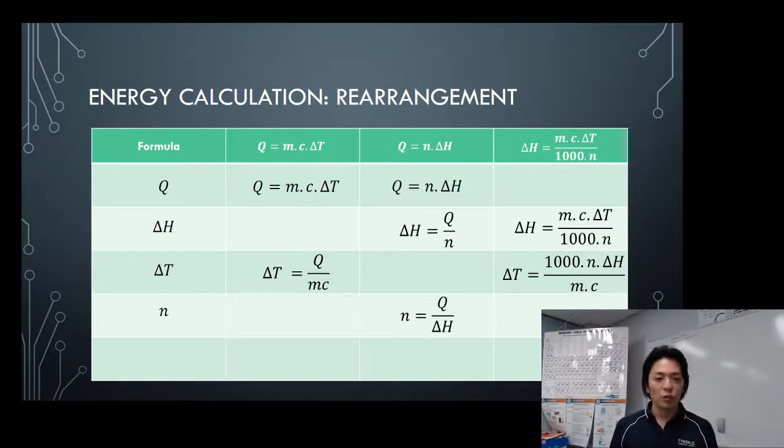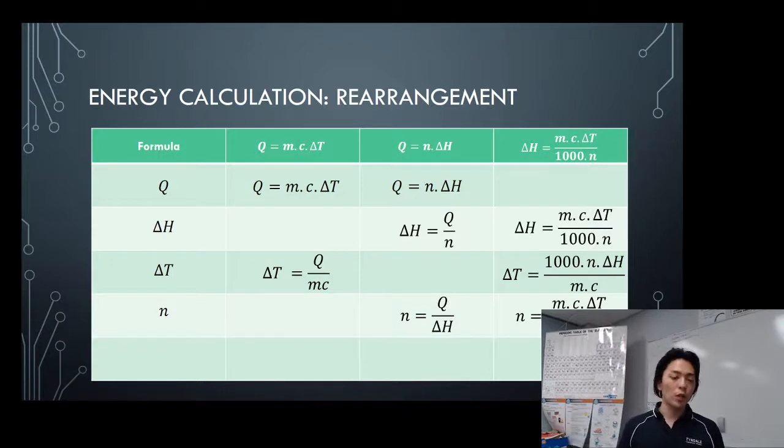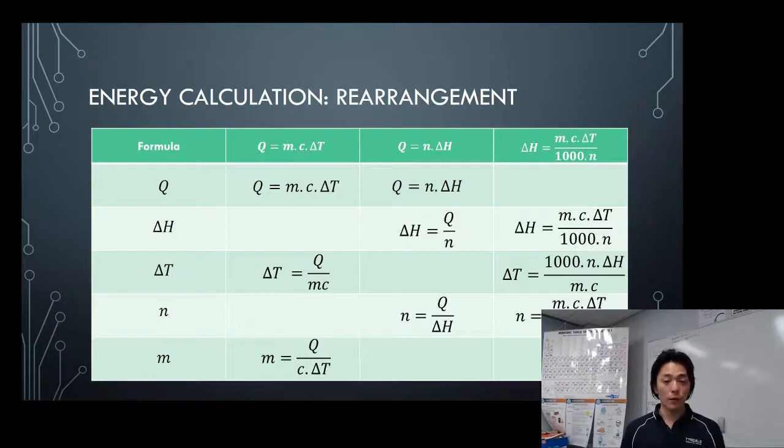N you can find from the second formula: N equals Q over delta H, as well as the third formula, which can be made into N equals MC delta T over 1000 delta H. Finally, M you can find from the first equation, like so, and from the last one as well. You need to be able to rearrange those three formulae at the top depending on the context you are given in the test condition, because that's mathematics that you can apply to chemistry.